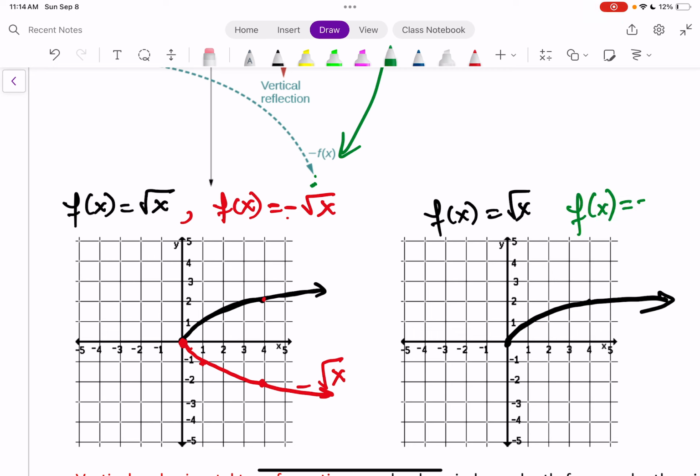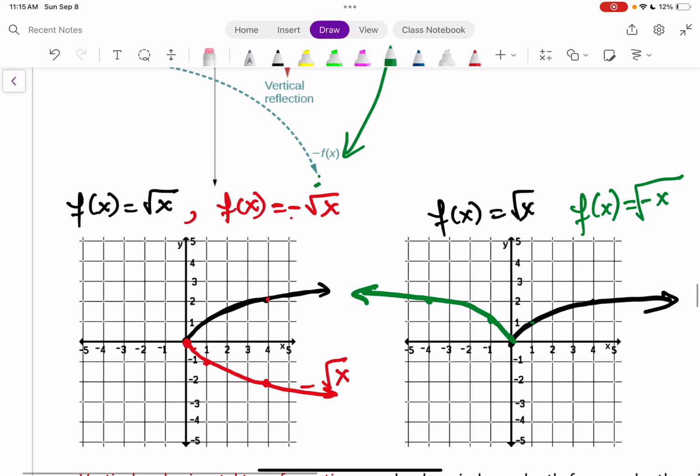inside, then it's going to be a reflection over the y-axis. So all the x's you had before are now opposite. Okay. So it's a reflection over the y-axis into negative x's.